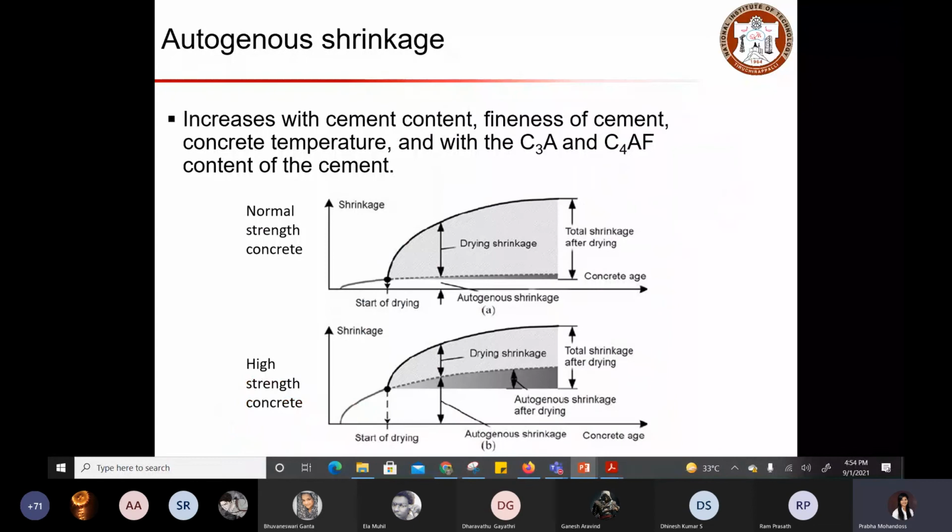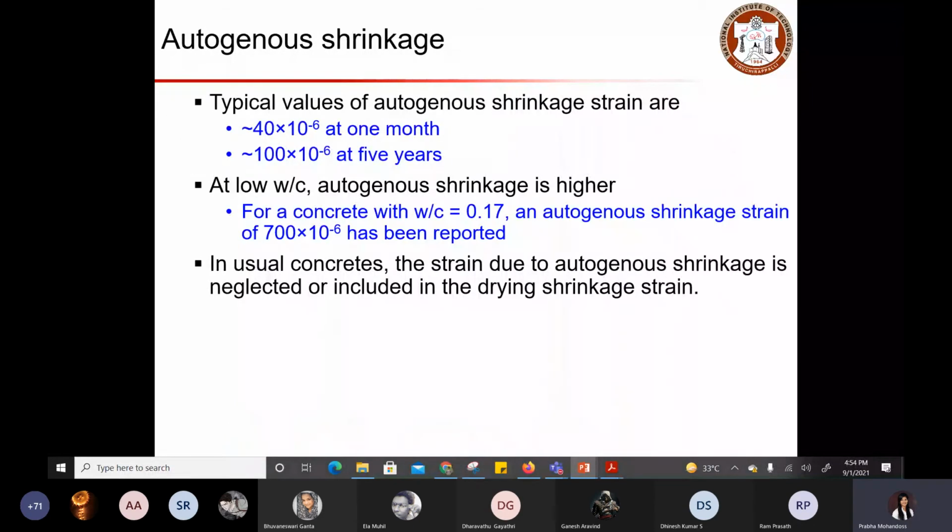So you can see here the typical range of autogeneous shrinkage strain that you can expect for concrete. At 1 month the strain will be about 40 microstrain, and at 5 years it is about 100 microstrain. So the effect of this will be significant only at the initial stage, and over time the effect of this is getting reduced.